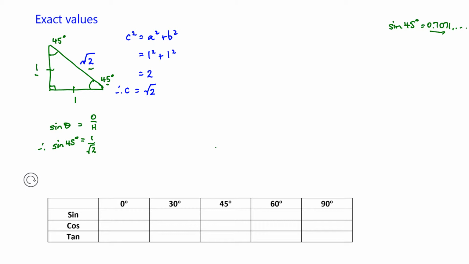Now that is what we know as an exact value. If I typed it into my calculator, lo and behold, it would come out as the value 0.7071, etc, etc. Exactly what we got over on this side of the screen when we started.